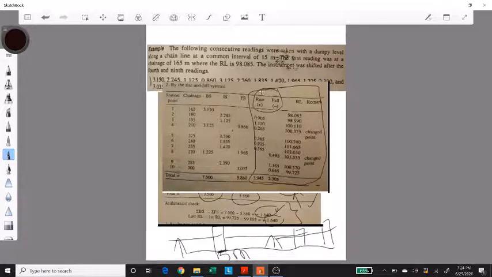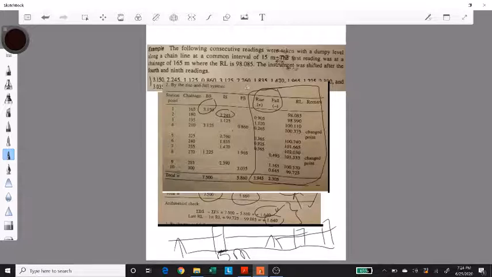So, like we discussed, in the rise and fall method, you only keep into perspective the two readings that you are taking. In our case, on the first point of known reduced level, we took the backside, and the next reading that we took was the intersight. Their difference is actually the rise or fall between the two points. It's always the staff reading of the first point minus the staff reading of the second point.